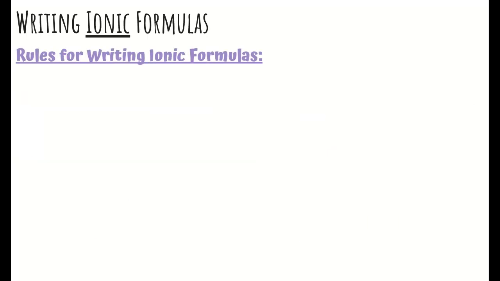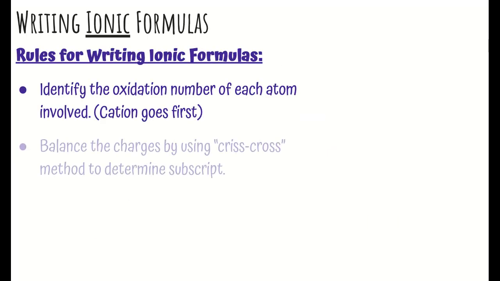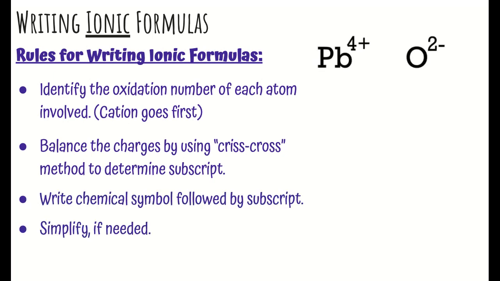So for writing ionic formulas, they have their own rules here. Let's just get all this up. Okay. So writing ionic formulas, we're going to identify the oxidation number of each atom involved first. Okay, so we already know that the cation will be listed first. So if you were just presented with these two atoms and I said, okay, you have lead and oxygen, what formula would they make? It's not going to just be like PbO. We have oxidation numbers involved. The amount of atoms involved depends on the way it needs to bond.